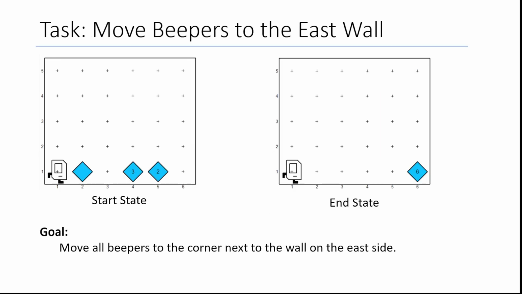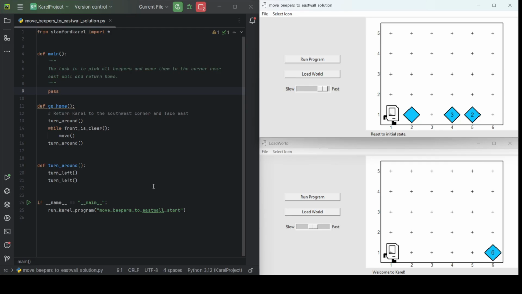In this task, Karel has to move all beepers in row 1 to the corner next to the wall on the east side. Let's go to PyCharm. Here we have a Python file, move beepers to east wall solution, with code to load the initial state, move beepers to east wall start, and 2 helper functions, go home and turn around. You can find these worlds and the solution in my GitHub repository.